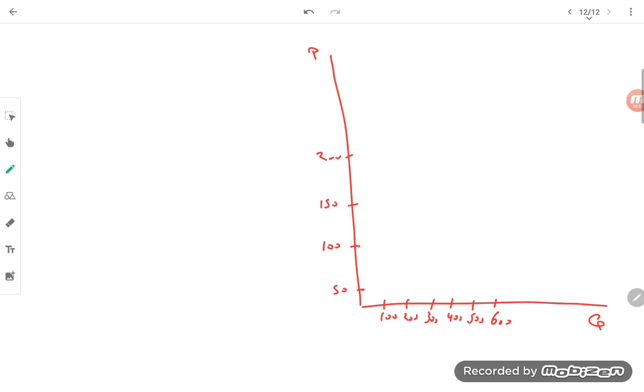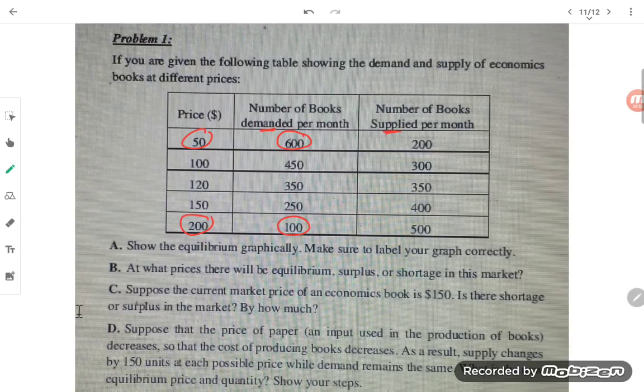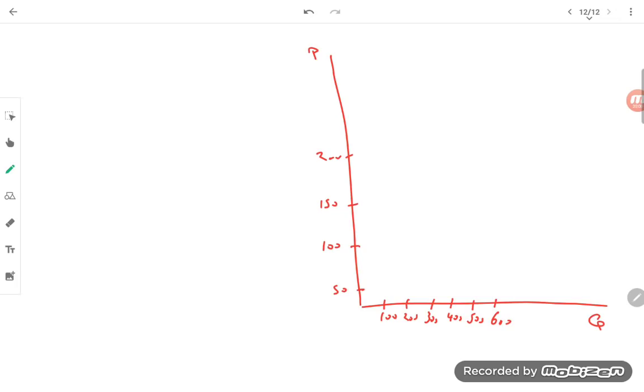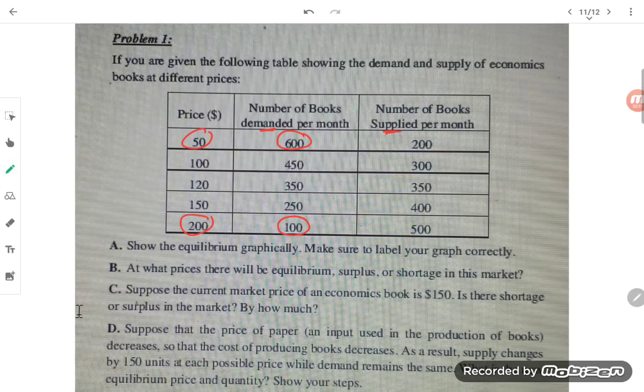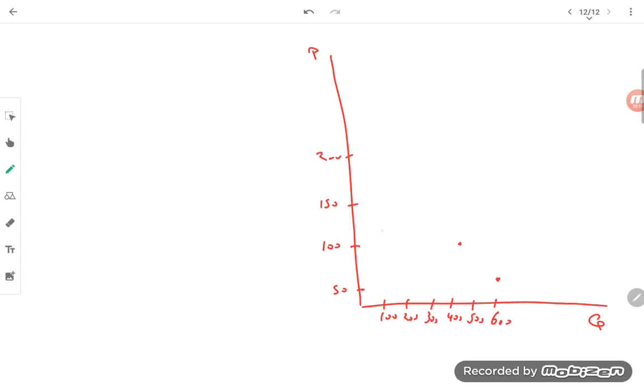Okay, so the demand curve is: at price 50, it's 600. At price 100, it's 450. At 120, it's 350, and so on. So this is the demand curve.